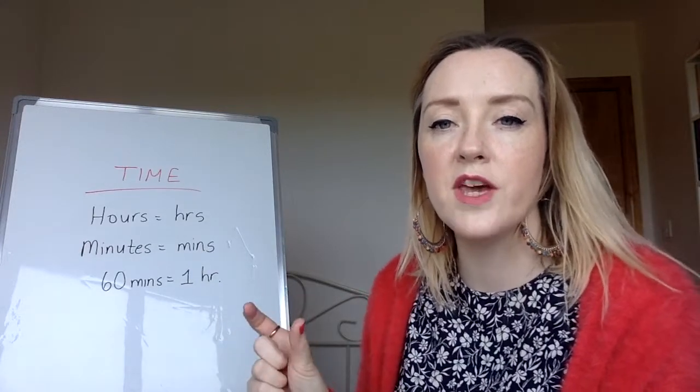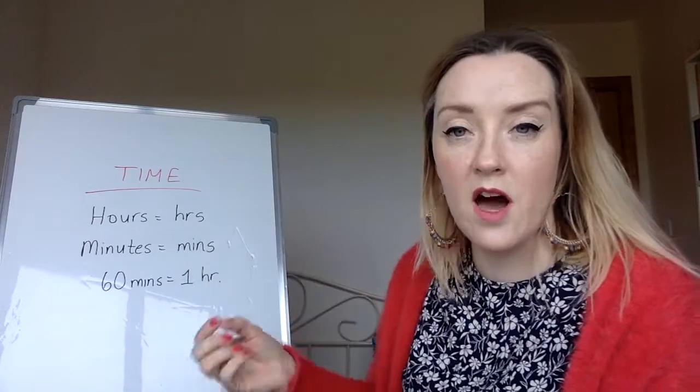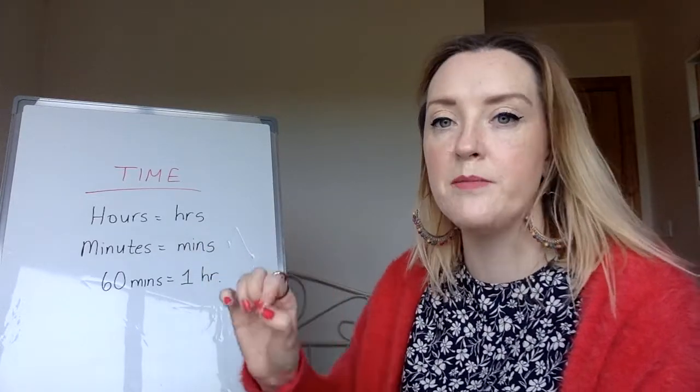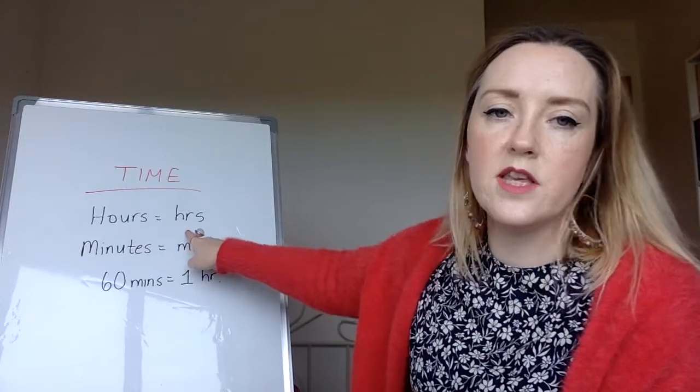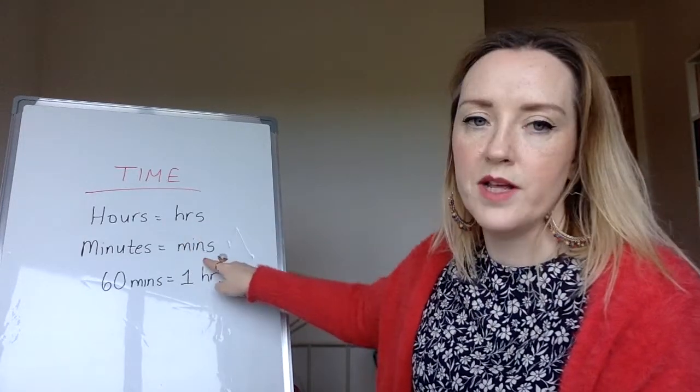So it's called an abbreviation. So it's a shorter version of the word. Because you might write it a lot. So instead of writing hours and minutes constantly, you just write the abbreviated version here. HRS for hours and MINS for minutes, okay?